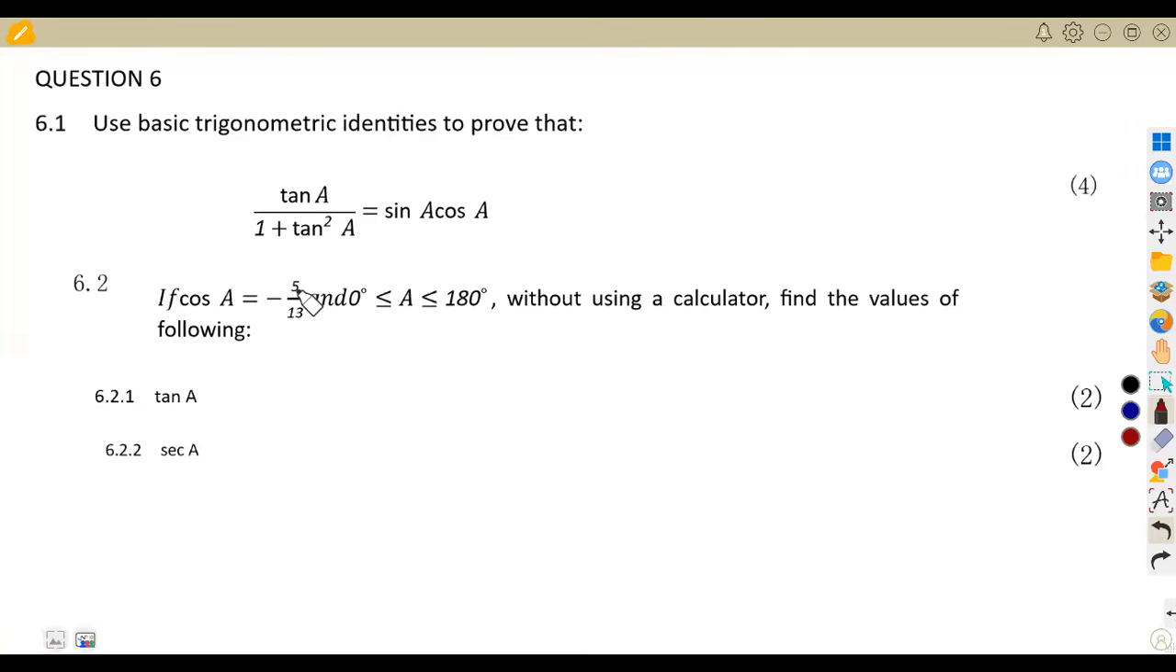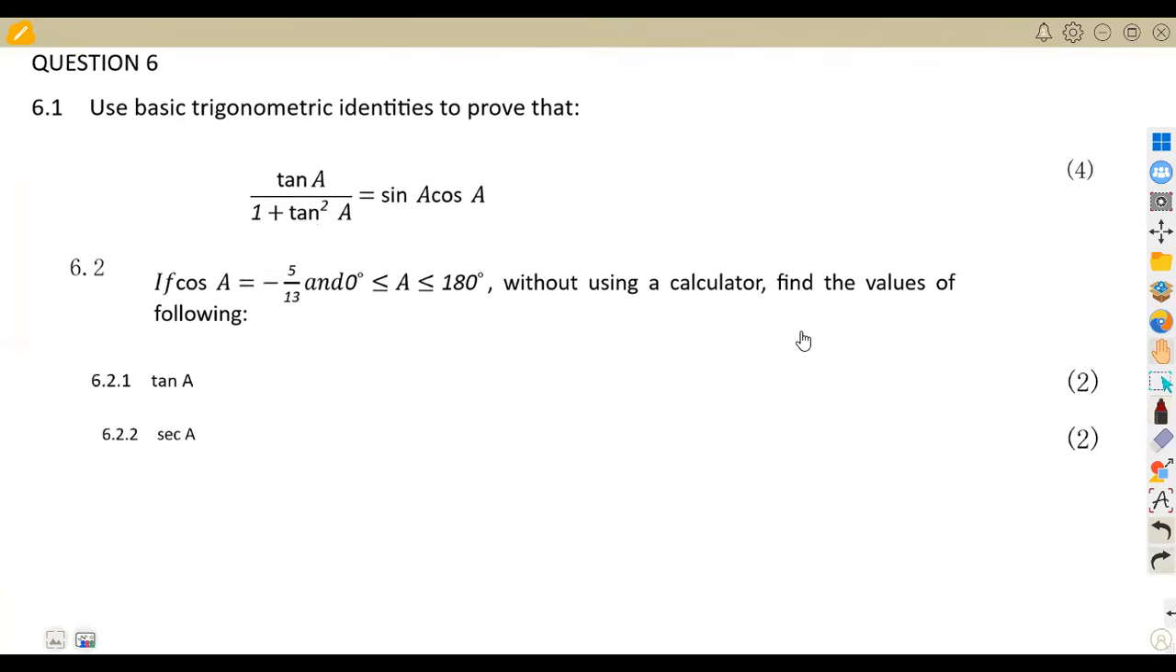All right. On question number 6, we are now given the trigonometry part, and here we are asked in 6.1 to use the basic trigonometric identities to prove that this part that we have and this are the same. 4 marks for that. Okay. How are we supposed to prove this?